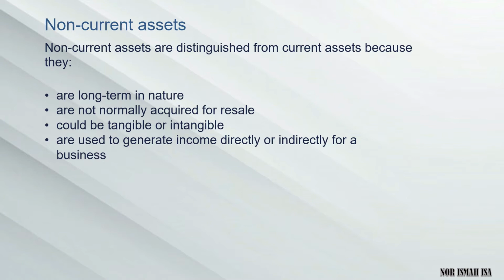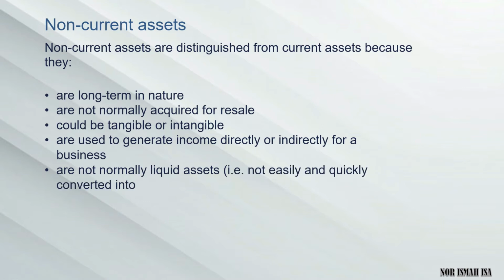By purchasing the non-current asset, the company will use this non-current asset to generate income directly or indirectly for the business. This is normally not a liquid asset because we are going to use it, so it is not easily converted into cash.